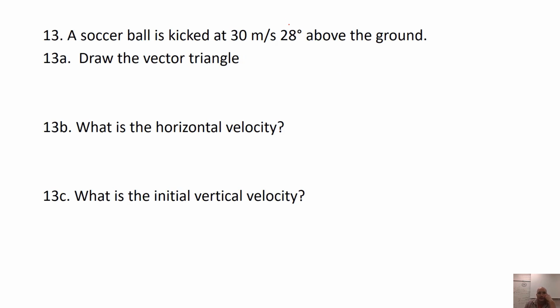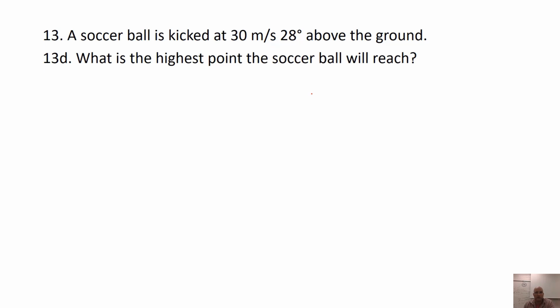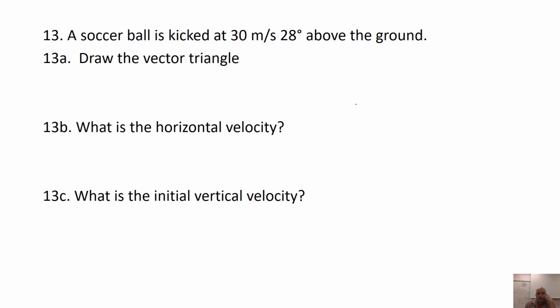Okay, so lastly, a soccer ball is kicked at 30 meters per second, 28 degrees. Let me just make sure I have enough information. A soccer ball is kicked at 30 meters per second, and the angle was 28 degrees above the ground or above the horizon. This is a projectile motion problem. This is going to give us a Vx, and it's going to give us a Viy.